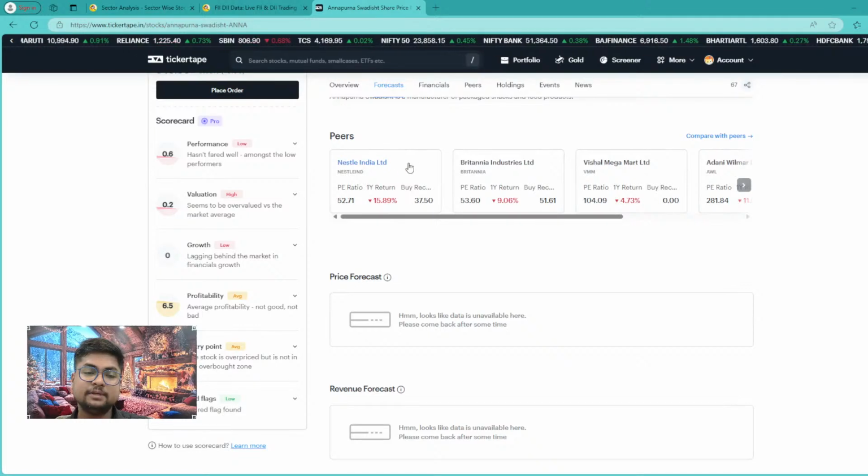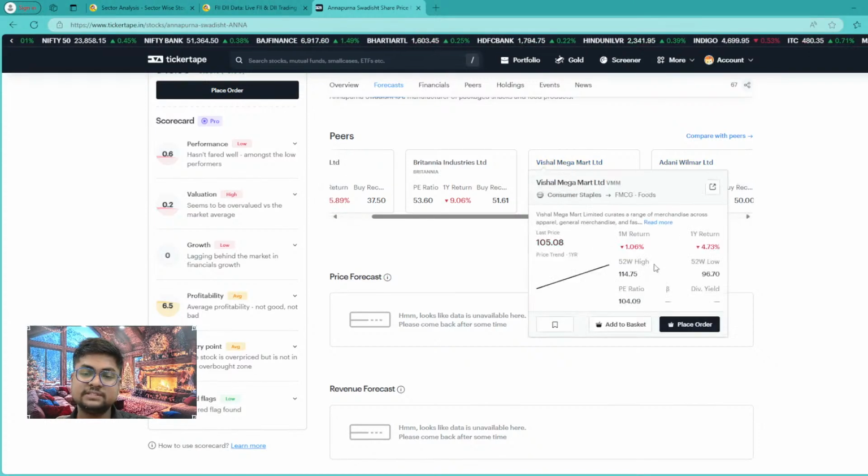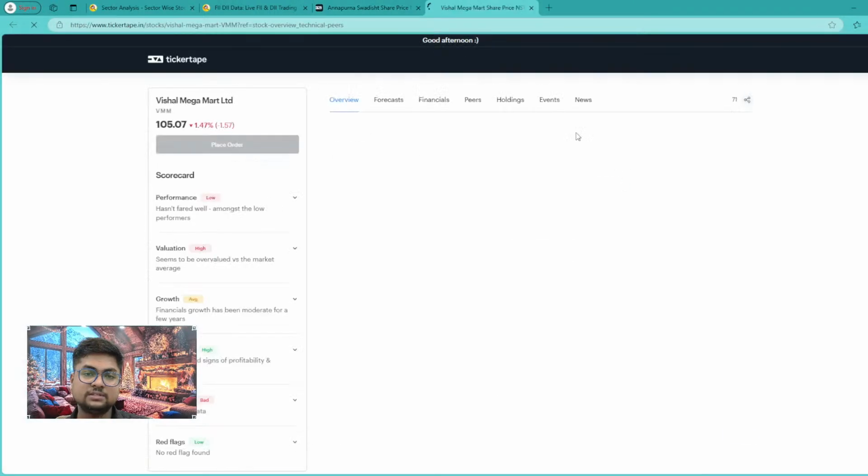So look at the peers. Nestle India is trading with a peer return of 15.89%. Britannia Industries has a peer return of 9.06%. Vishal Mega Mart has a 1 year return of 4.73. I think Vishal Mega Mart has been recently listed, so just have a look at its holdings.